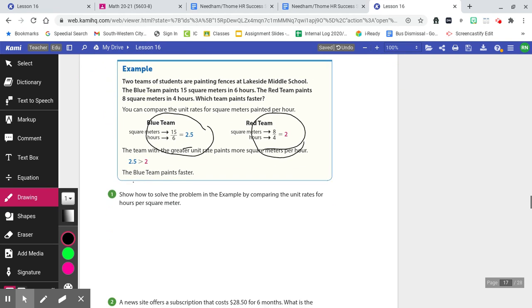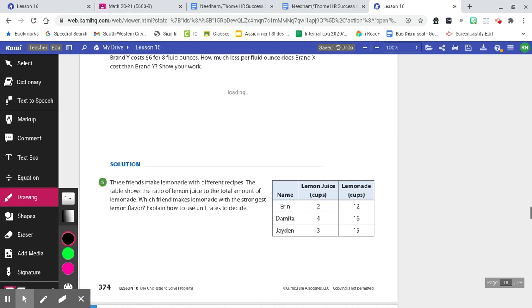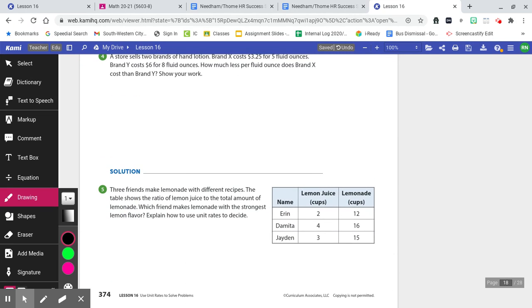So then go ahead and answer 1, 2, and the next page, 3, 4, and 5. And double check your Google Classroom to see any other instructions.